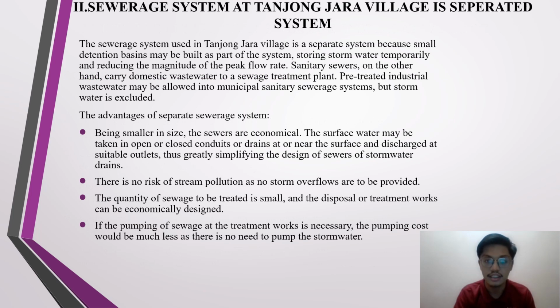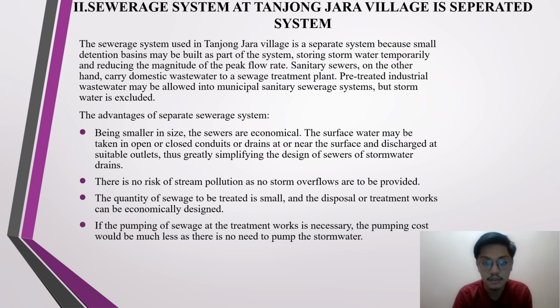Sewerage system at Tanjung Jara village is a separate system. This is because small detention basins may be built as part of the system, storing stormwater temporarily and reducing the magnitude of the peak flow rate. Sanitary sewers, on the other hand, carry domestic wastewater to a sewage treatment plant. Pre-treated industrial wastewater may be allowed into municipal sanitary sewerage system, but stormwater is excluded.